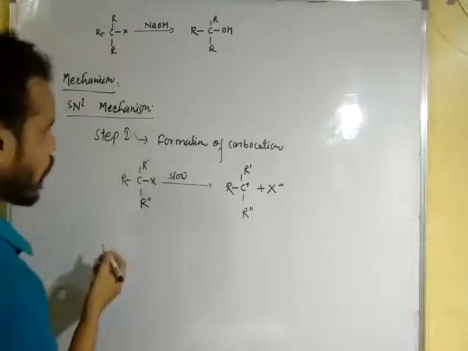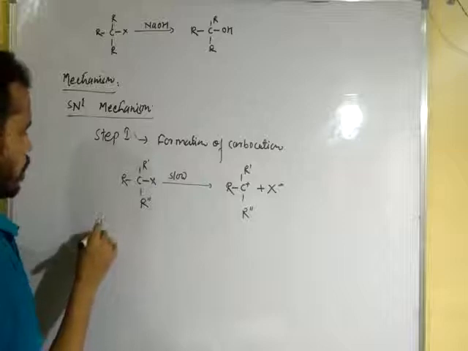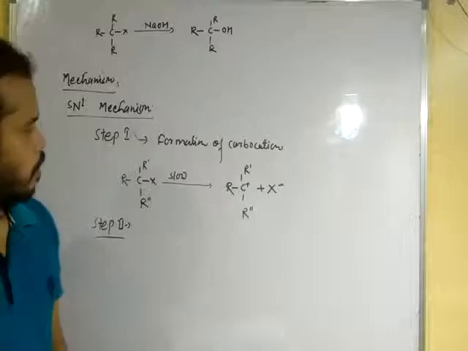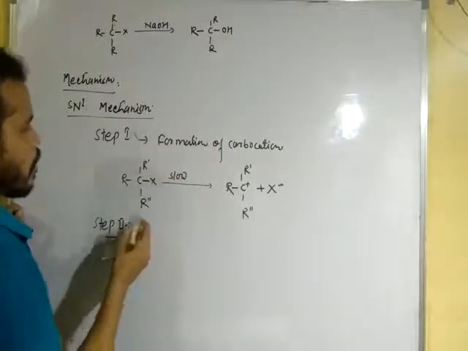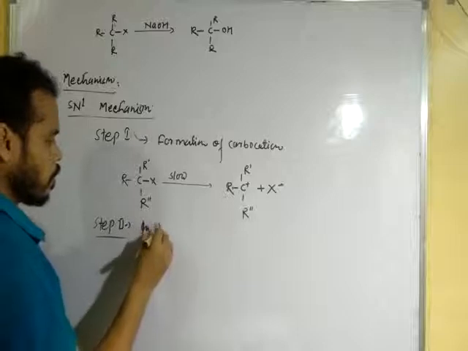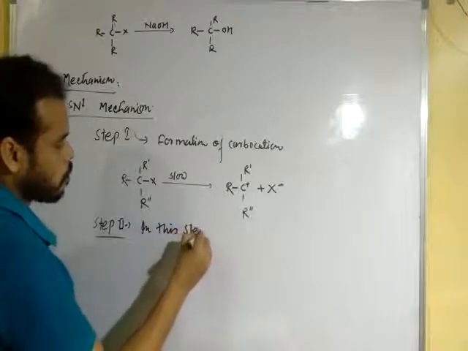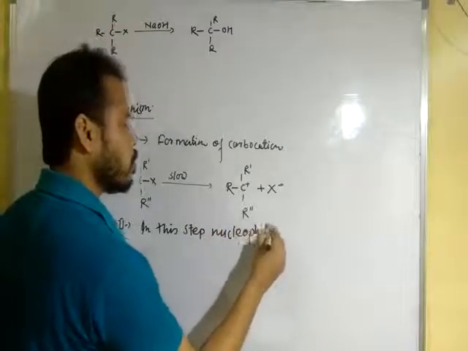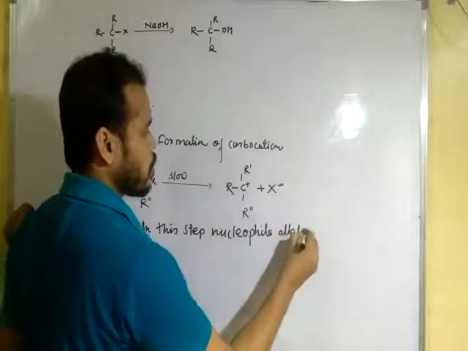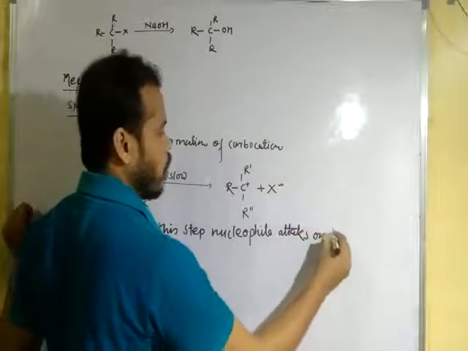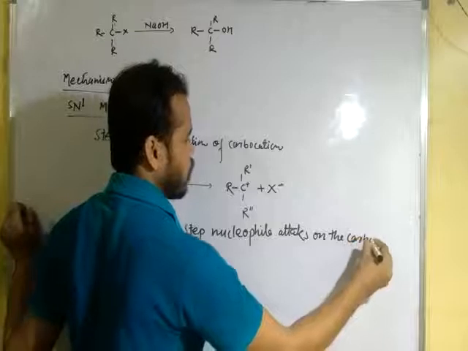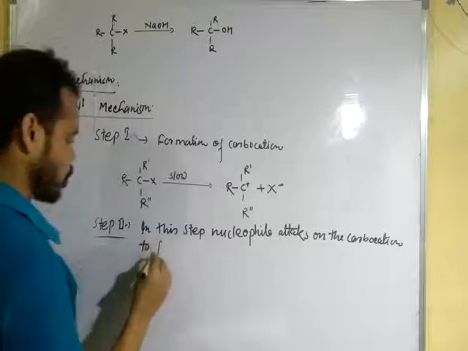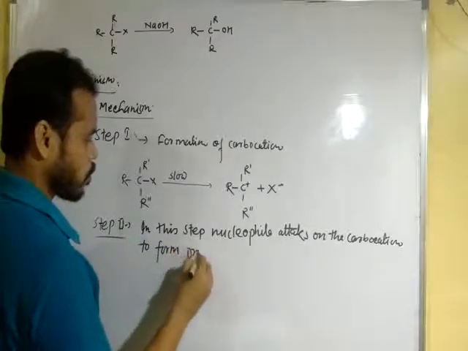Next, in the second step, the nucleophile attacks the carbocation to form the product.